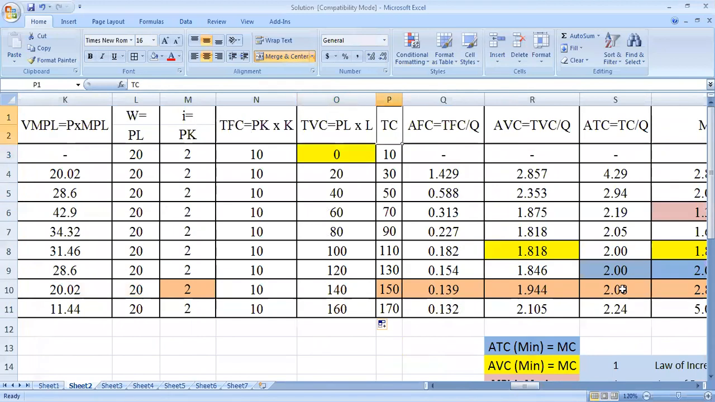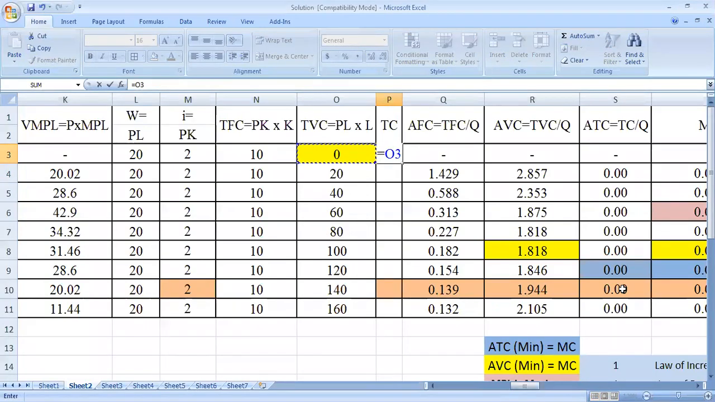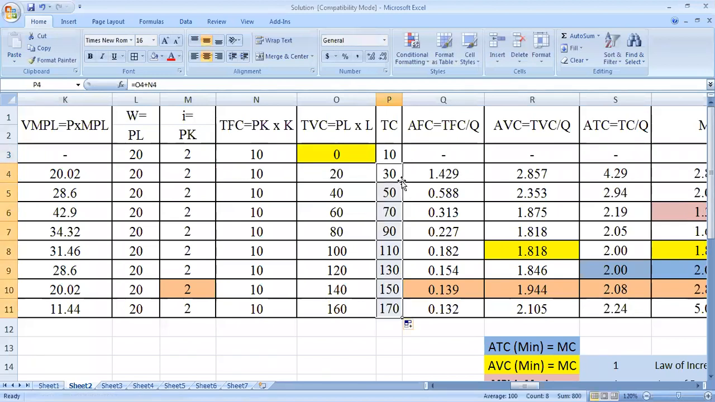Now look at the column of total cost. Total cost can be obtained by adding total variable cost and total fixed cost. You will obtain the total cost column. You add variable cost, which is equal to 20, plus fixed cost, which is 10. 20 plus 10 equals 30, and so on.